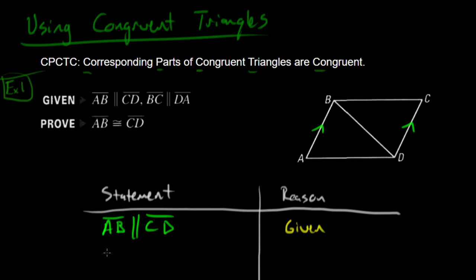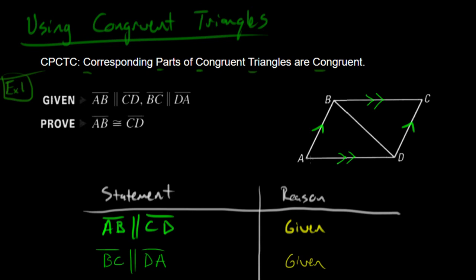So I label it on my picture, I write this statement down here, and I give the reason why it's true. The other fact that was given to us was that BC is parallel to DA, and the reason that is true is given, and let's label that information on the graph as well. I don't want to label this with a single arrow because that would suggest that this segment is parallel to that segment. So I'm going to label it with a double arrow, suggesting that any two segments or lines that I label with double arrows will be parallel to one another.